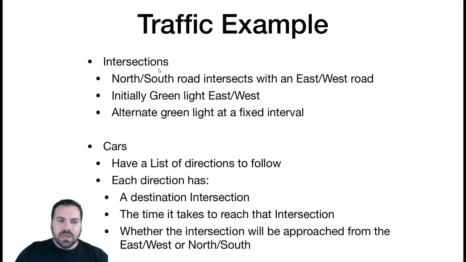So for this one, we're going to simulate traffic and traffic patterns between intersections and cars. Our two actor types, the intersections, are always going to be a north-south road intersecting with an east-west road. Initially, we have a green light on the east-west road, and the green light alternates at regular intervals. So it's green east-west, then green north-south, then green east-west, etc. You know what intersections are.